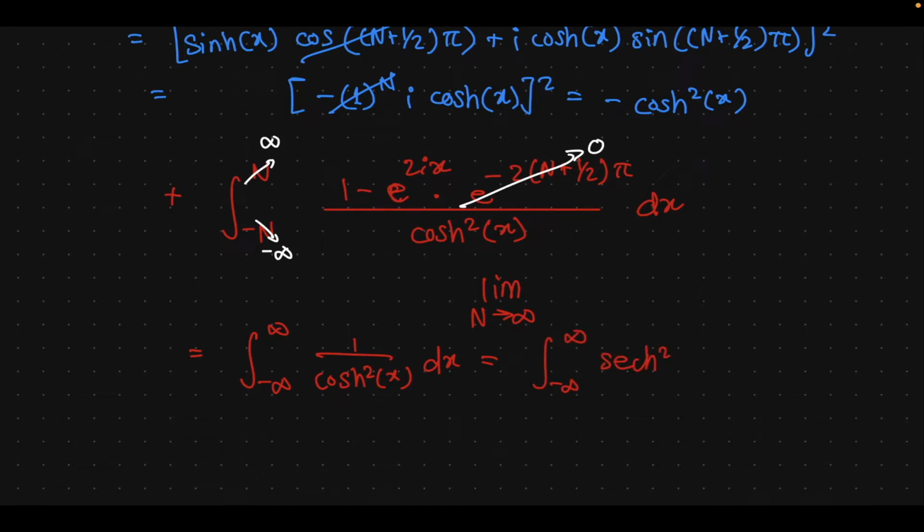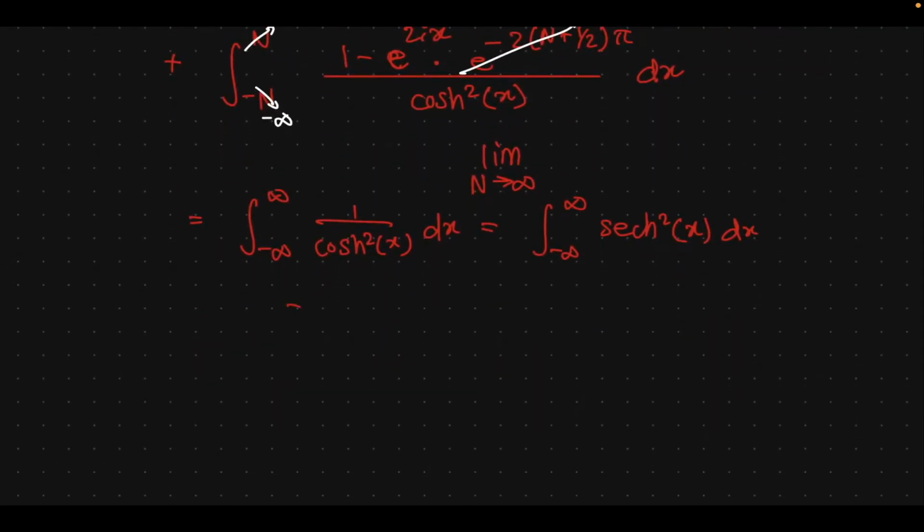which is precisely hyperbolic secant squared of x dx, which, if you calculate your derivatives or refer to a formula sheet, is actually, I believe, hyperbolic tangent of x evaluated at minus infinity and infinity. Hyperbolic tangent is hyperbolic sine over hyperbolic cos. So it's just going to be this divided by that at positive infinity, negative infinity.